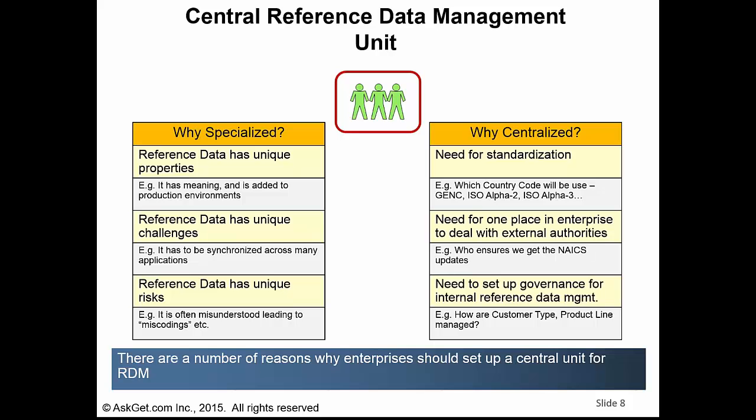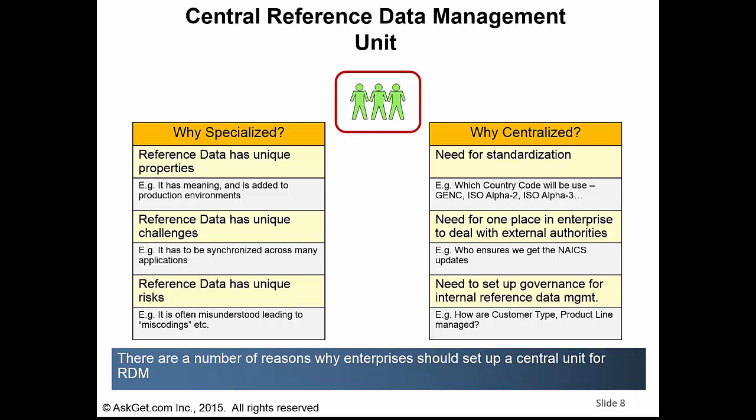So then we need one place in the enterprise to deal with external authorities, such as ISO, such as, you know, as the example is here, how do we get the NAICS codes? That's the North American Industrial Classification System, which is controlled, at least in the United States, by the White House. You have to go to the White House to get in the line to get those updates.